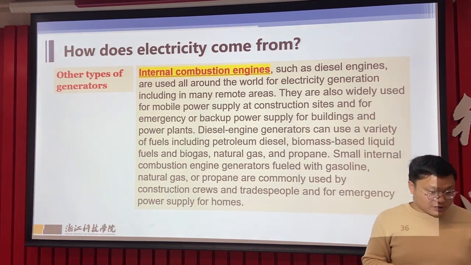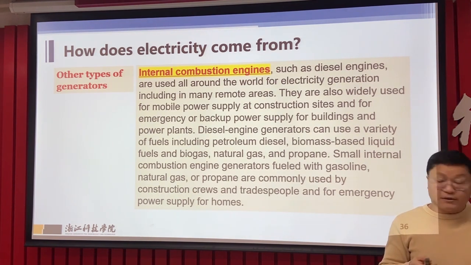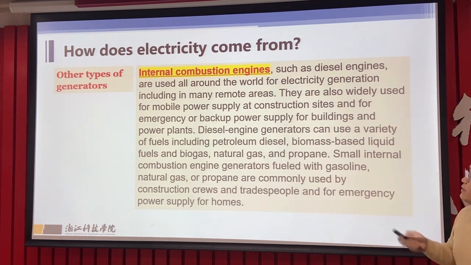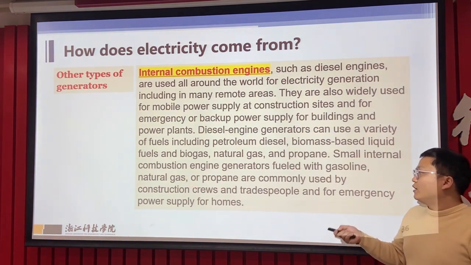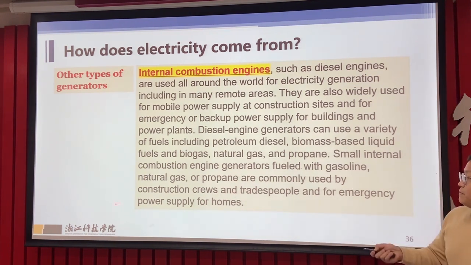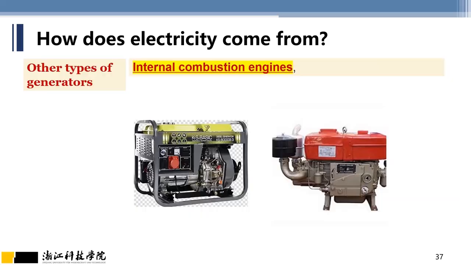Diesel engine generators can use a variety of fuels, including diesel, biomass-based liquid fuels, biogas, natural gas, and some other fuels. Small internal combustion engine generators fueled with gasoline, natural gas, or propane are commonly used by construction crews and tradespeople, and for emergency power supply for homes. Here are some internal combustion engines, or more specifically diesel engine electricity generators.